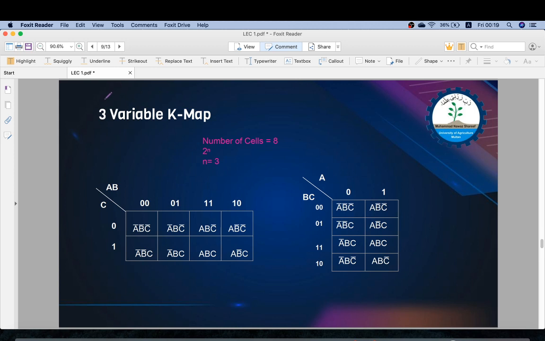Second, we study the three variable K-maps. First of all, from the same expression we will find out how many cells there will be. So 2 to the power n, where n is equal to 3 because we are taking a three variable K-map, and it will be 8 cells.